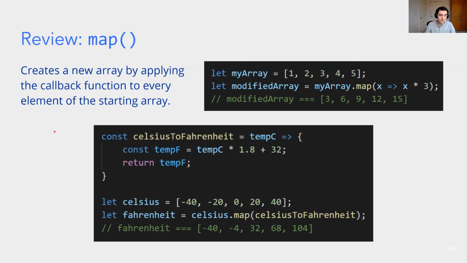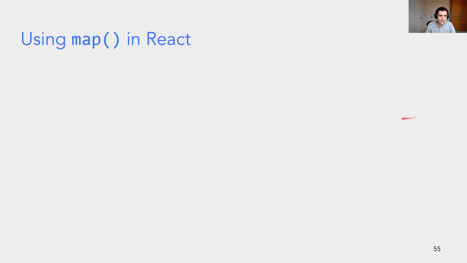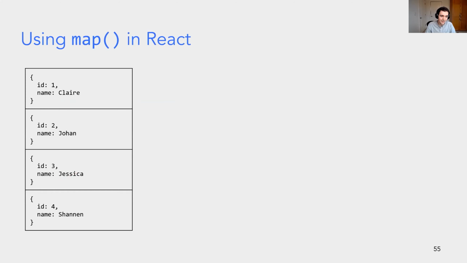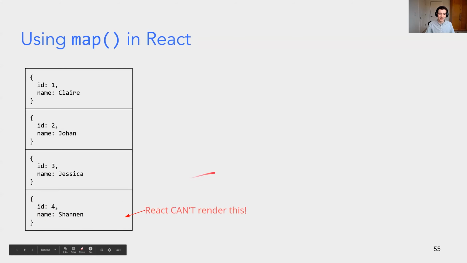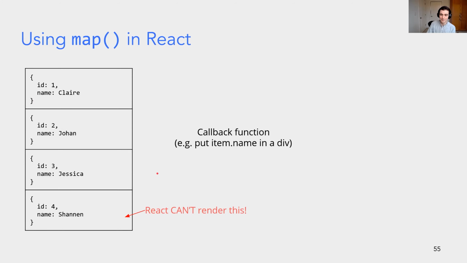.map turns out to be extremely useful in React. So in React, you might have some list of elements. In this case, it's just an array of JavaScript objects that contain an ID and a name. And let's say we want to render each of those, but not as just a JavaScript object. We don't want these colons and the curly braces and stuff like that. React can render this thing on the left, it just is going to look gross. It's going to look like a JavaScript object, which is not quite what we want. But let's say we want to actually do something reasonable with this data. So for example, we want to put the name in a div and then render that.